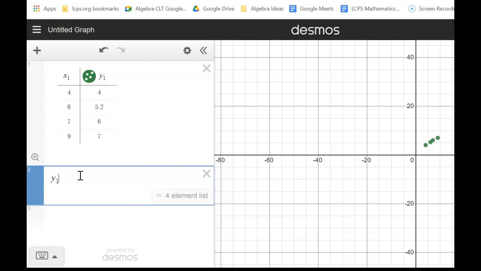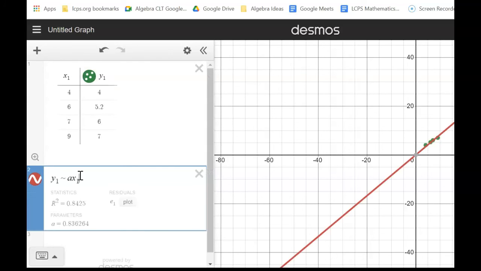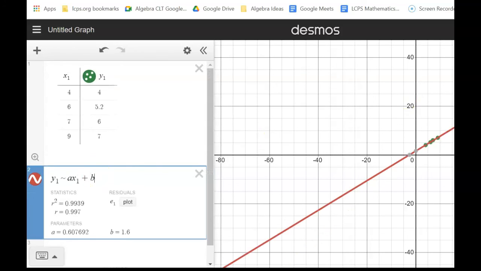Remember, it's y1, and then you have to do this little tilde. It's right above the tab key, and then it's ax1 plus b. So this makes the line of best fit. Now what we're looking at here is the a value and the b value. And remember, we rounded both of those to the nearest tenth. So when we do that, you should have a is equal to 0.6 and b is equal to 1.6.